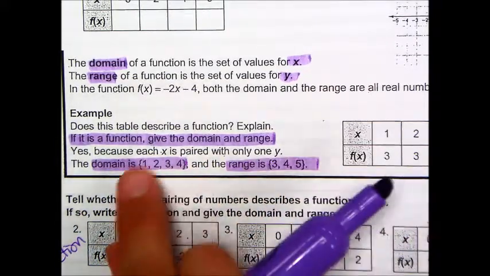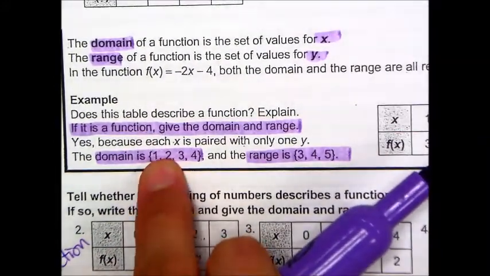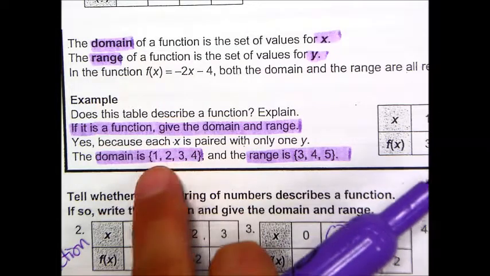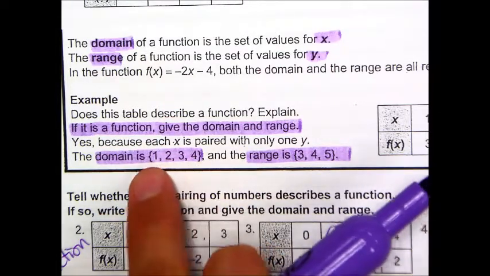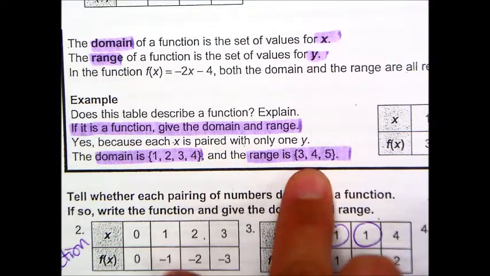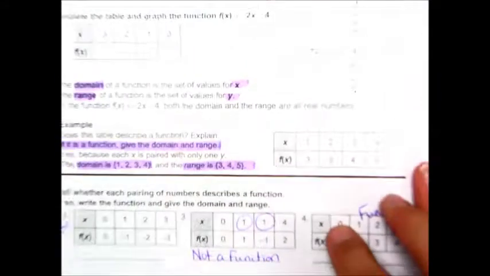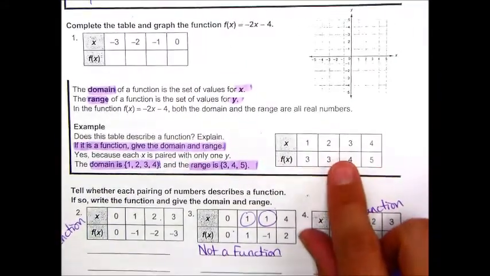So they're going to say, since the domain is the x values, that the domain is the set of numbers with these little squiggly brackets here, containing 1, 2, 3, and 4. And the range is the set of numbers containing 3, 4, and 5. So let me show you the table they're referring to right here. It's this one that was completed right there.